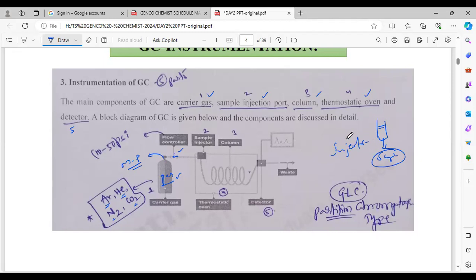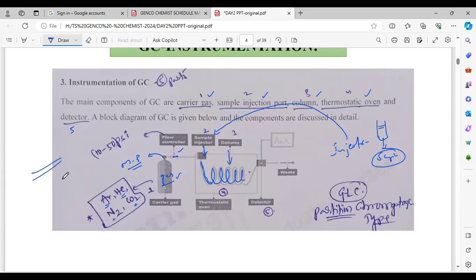And that sample is kept in this sample injection. When this sample is injected here, it will pass through this column like this. So this is called a column. This column is a wire-like structure. Inside it has a hollow shape. Inside it is empty.